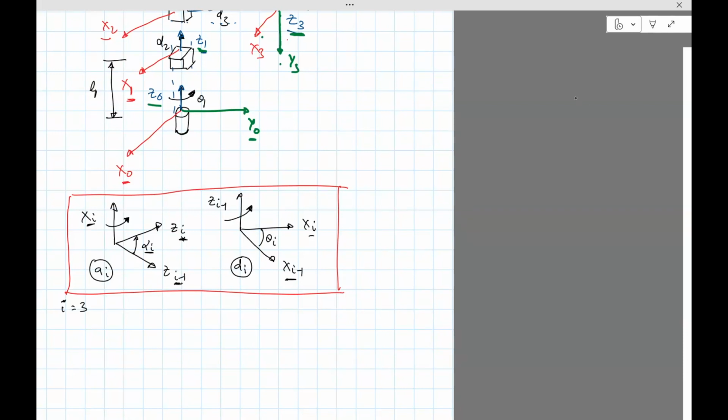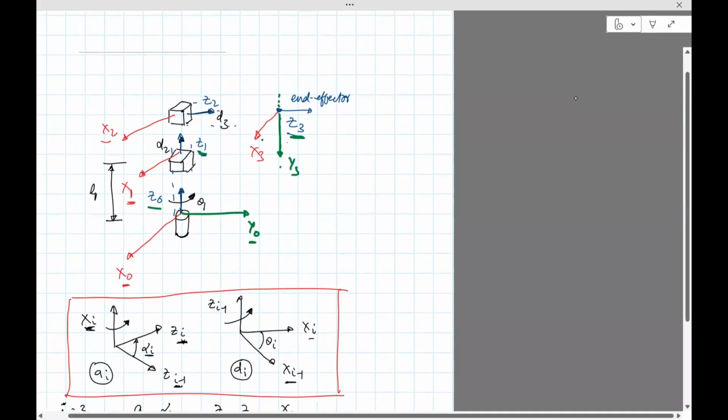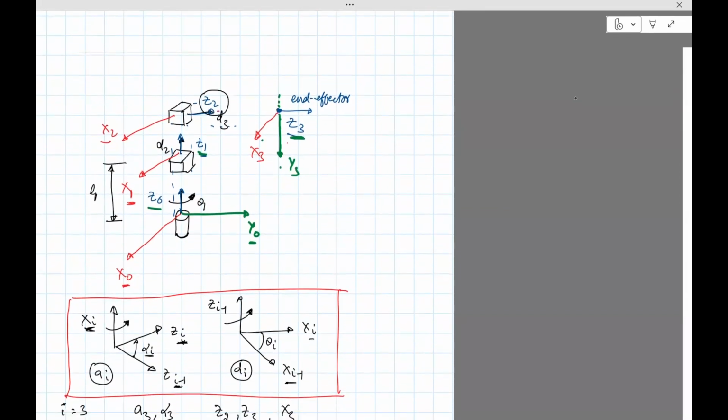So let's do the first one. We want to compute A3, alpha 3. For that, I put I equals 3. So Z2, Z3 here, and I equals 3, so X3. I need to find the relation between Z2 and Z3 along X3. Z2 is here, Z3 is here, and X3 is here.